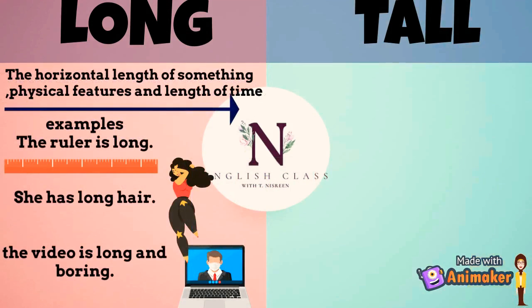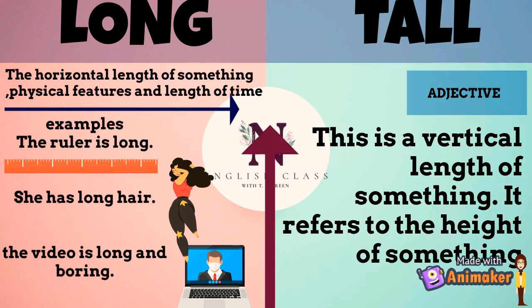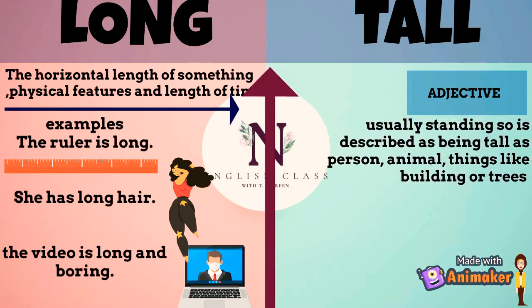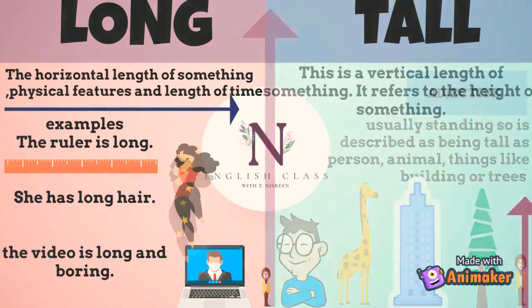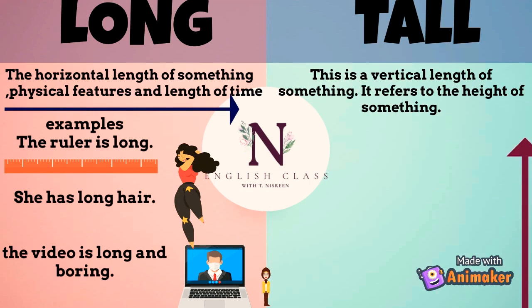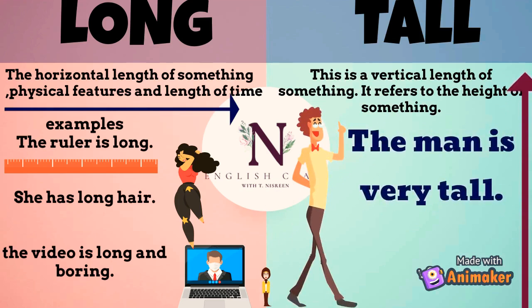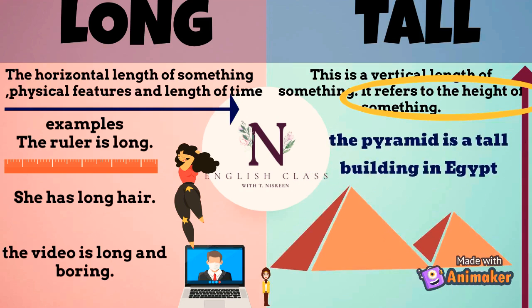The second word, tall. Tall, adjective, it describes the vertical length of something, usually standing. So it's described as being tall as a person, tall man, animal, tall giraffe, things like building, tall tower, or trees. As we said, tall describes a vertical length of something. For example, the man is very tall. And it refers to the height of something. For example, the pyramid is a tall building in Egypt.